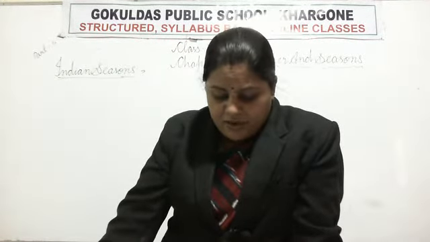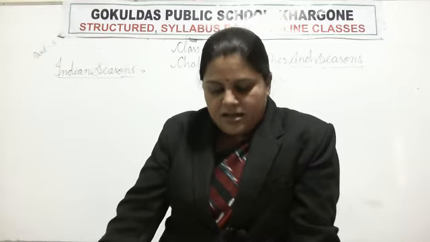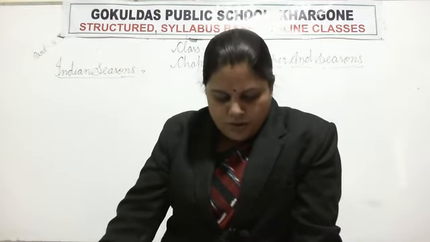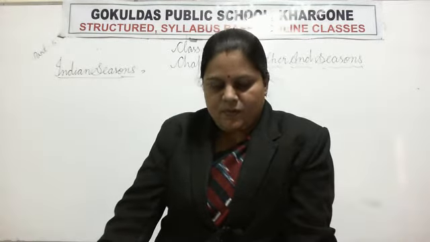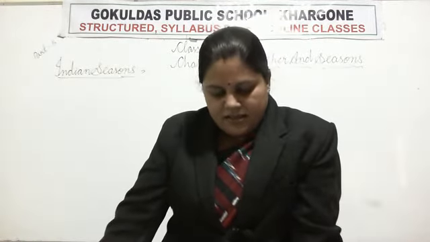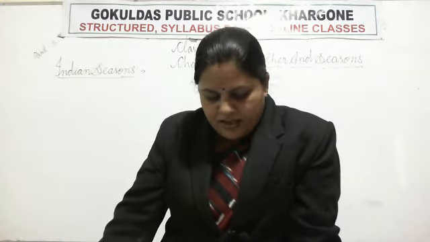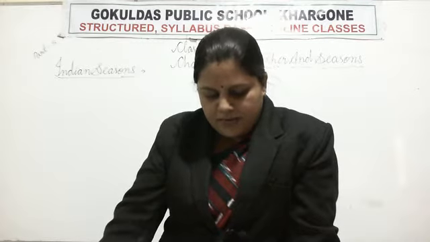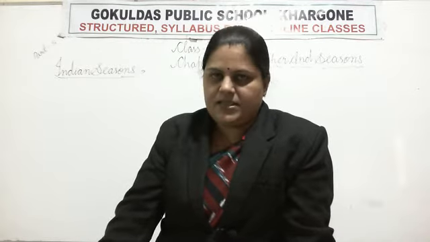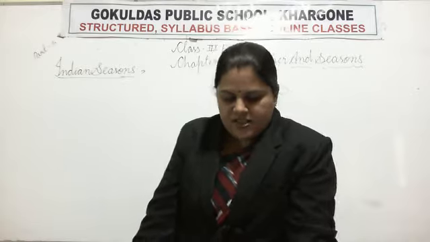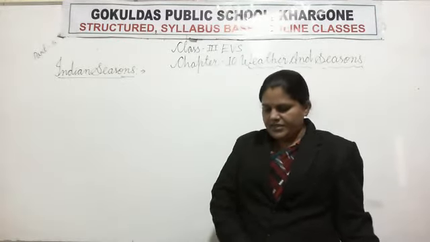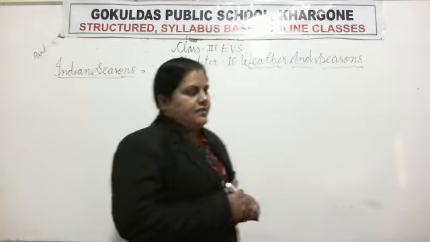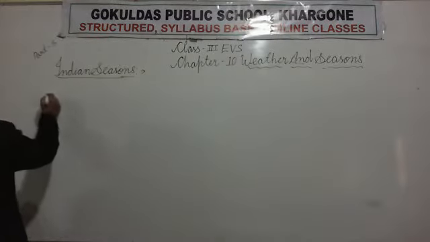Okay, now the second line, I am going to read. The main seasons of our country are summer season, monsoon, autumn, winter and spring. Once again I will read. The main seasons of our country are summer season, monsoon, autumn, winter and spring season. Right. So first we will discuss summer season, because it is given in the book first.